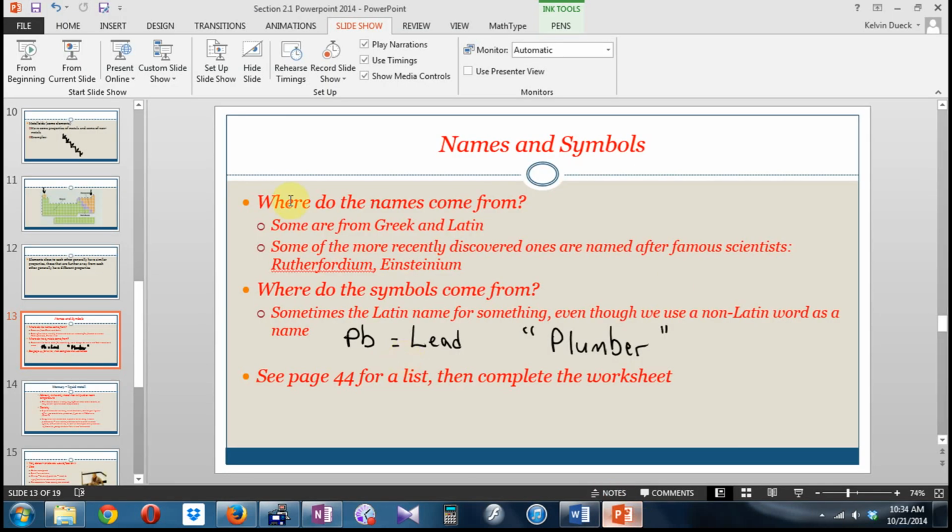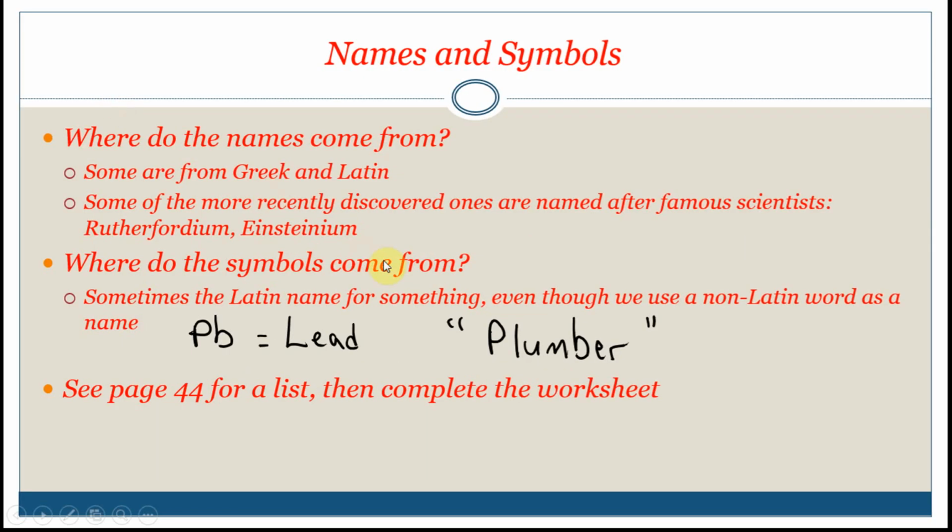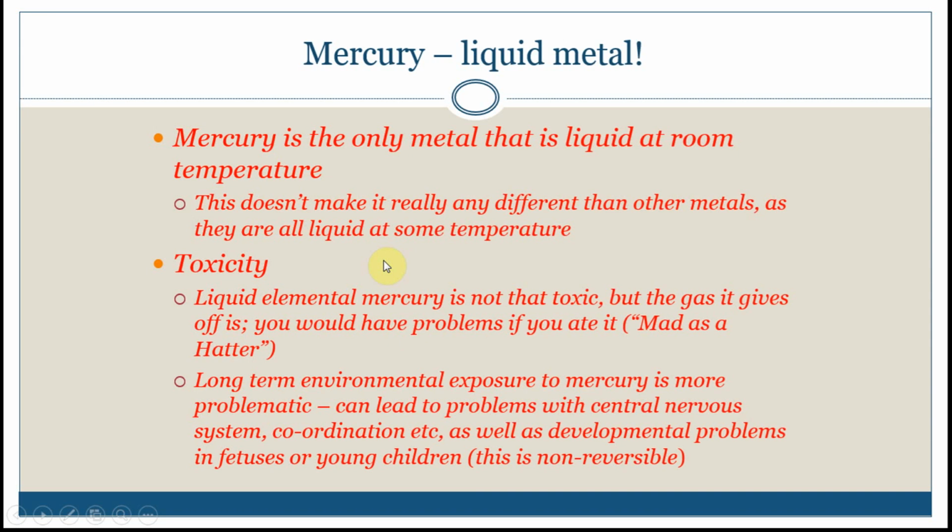Back to our notes. Mercury. Mercury's pretty cool. Mercury is the only metal that is liquid at room temperature. It's a very, very thick liquid. You can write this down where it says mercury, liquid metal. Mercury is the only metal that is liquid at room temperature.